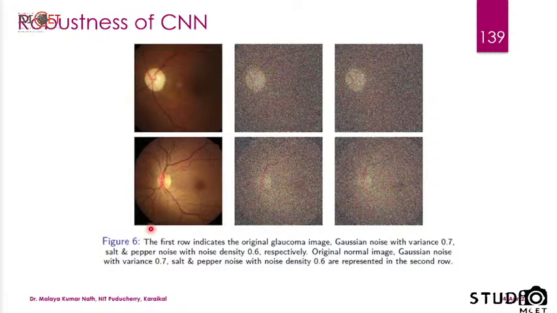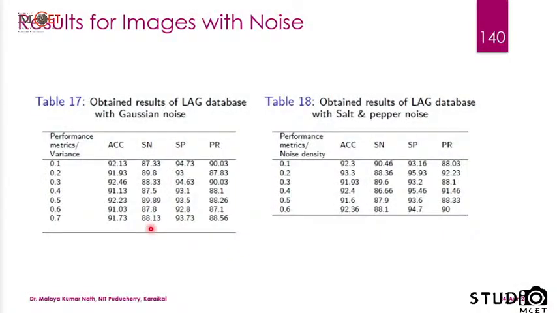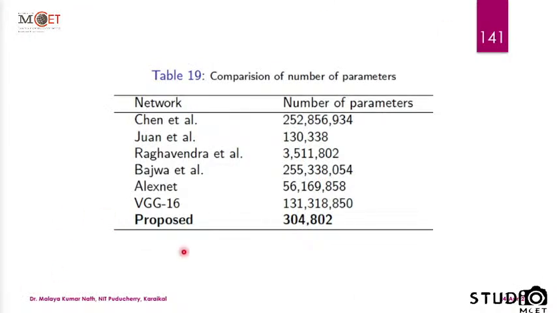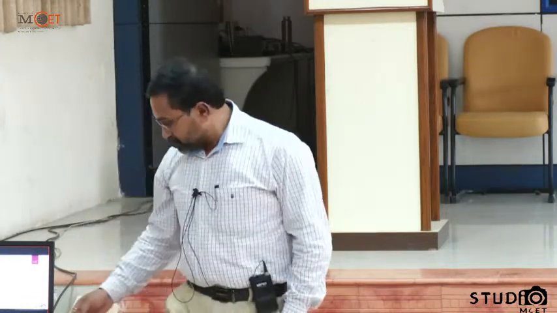Already we have done one work and published how this 18-layer network can efficiently identify malaria smears, or samples of blood data, as malaria or not malaria, and it is robust for other databases also. If we look at the number of parameters, the proposed 18-layer network has the least number of parameters, so it takes the least time for training as well as testing, and it can be used for real-time glaucoma analysis. Other networks like Chen et al., Juan et al., Raghavendra et al., Bajwa et al., AlexNet and VGG16 have a large number of parameters for finding glaucoma or non-glaucoma.